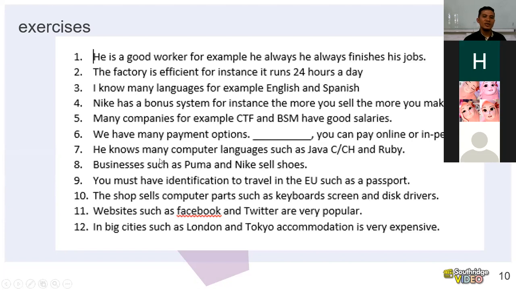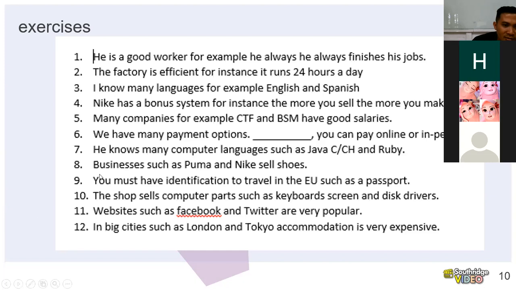Yeah. So I think he knows many computer languages, comma, such as Java, comma, C and CH, comma, and Ruby. Some method, some way, some rules they put comma here, some not. All right. Yeah, so we have to put comma after Java because there are 3 items. Okay, 3 details, 3 nouns there. Number 8.